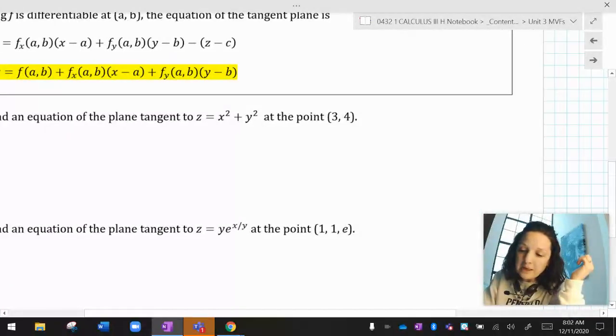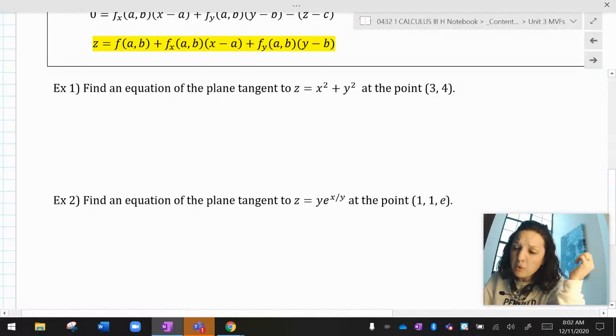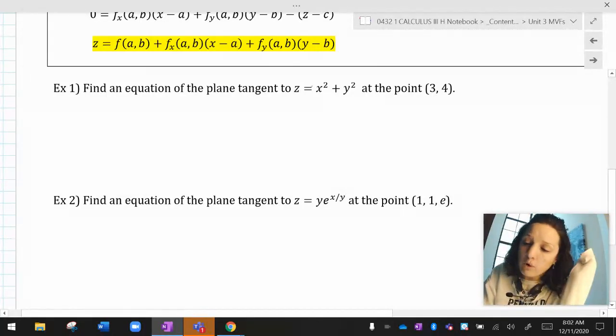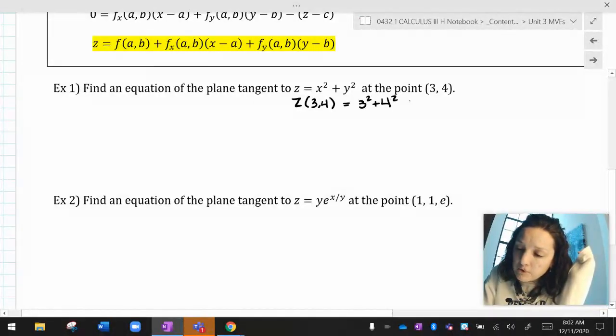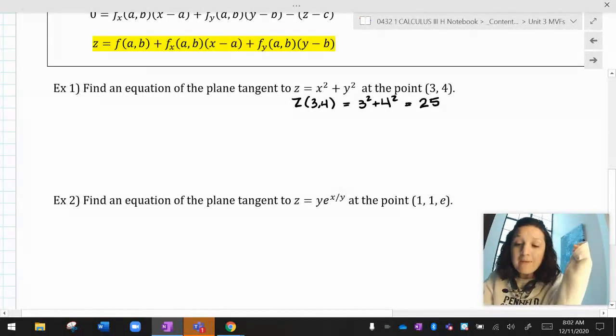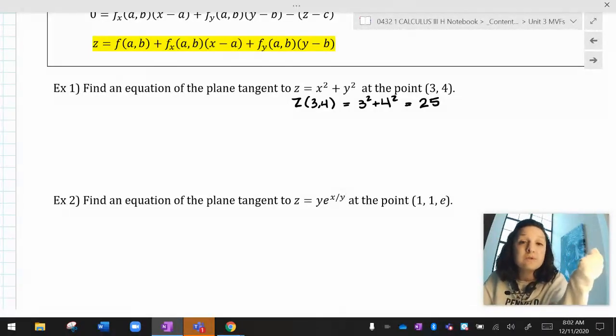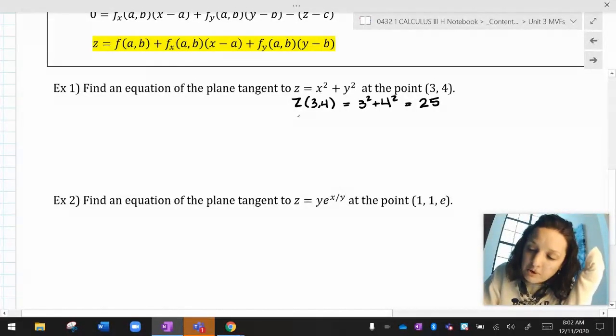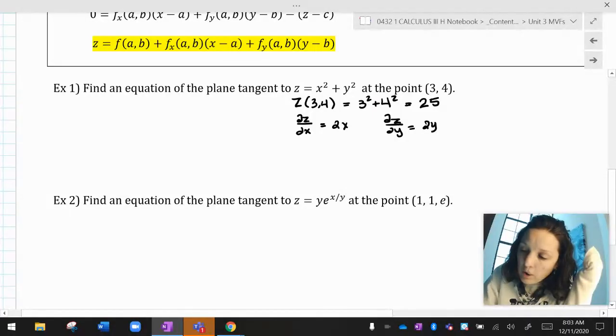Find an equation of the plane tangent to z equals x squared plus y squared at the point (3, 4). Okay, fine. The first thing I'm going to need is the z value. At the point (3, 4), z is going to be 3 squared plus 4 squared, which is 9 plus 16, which is 25. Then I need the slope in the direction of x and y, the rate of change of z with respect to x and with respect to y. So the partial of z with respect to x is 2x, and the partial of z with respect to y is 2y.